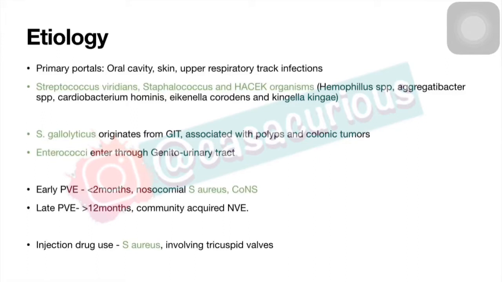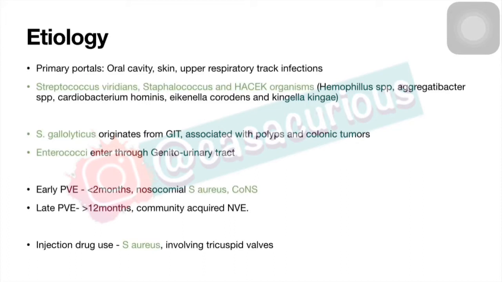Streptococcus gallolyticus originates from the gut and is associated with polyps or colon cancer, while the enterococci enter through the genitourinary tract. Prosthetic valve endocarditis developing within 2 months of surgery is due to intraoperative contamination or a bacteremic postoperative complication and is typically caused by coagulase-negative staphylococcus.